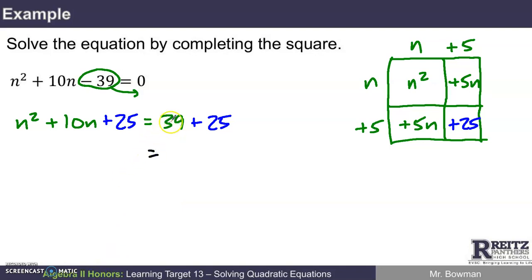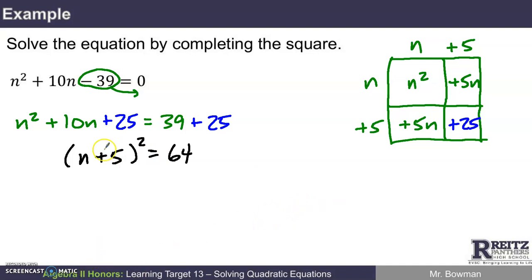On the right side, I now have 39 plus 25 is 64, I think. But on the left side, I've shown with my diagram what I can do with n squared plus 10n plus 25. I can write that as a binomial squared. And what is that binomial? What are we multiplying by itself to get n squared plus 10n plus 25? It's n plus 5. Yeah. n plus 5 squared equals 64.